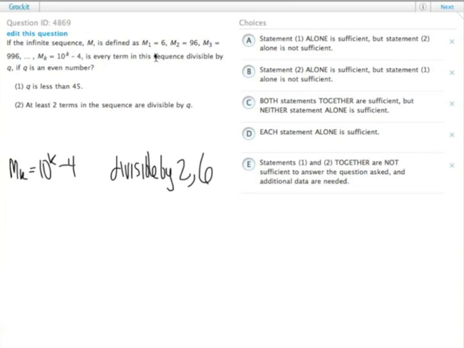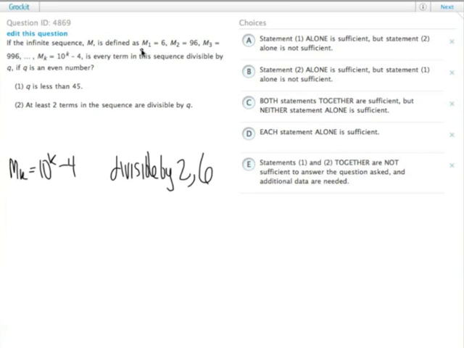Is every one of these divisible by q if q is even? Well, that's two different numbers that are possible there, and we need to know more information before we can decide. Statement 1 tells us that q is less than 45. Well, there are a lot of even numbers less than 45, and not too many of them are 2 or 6.